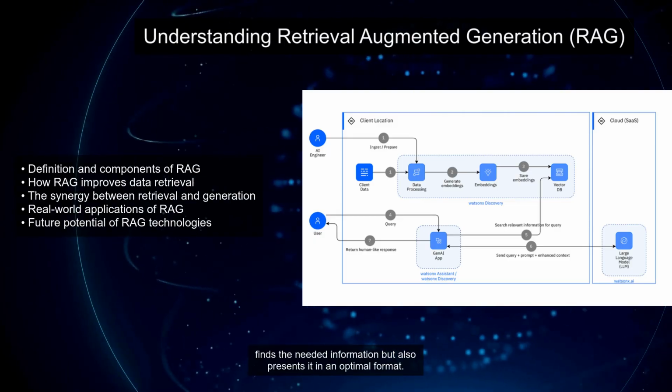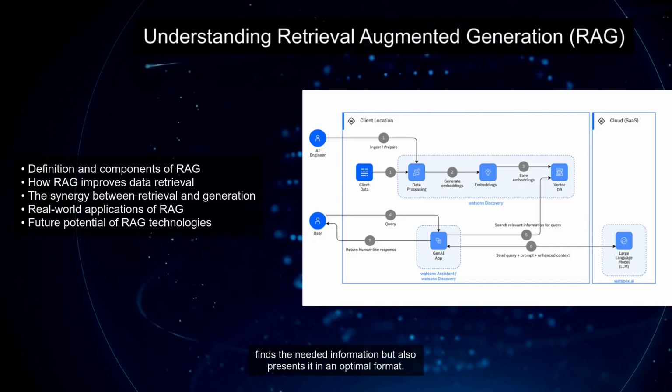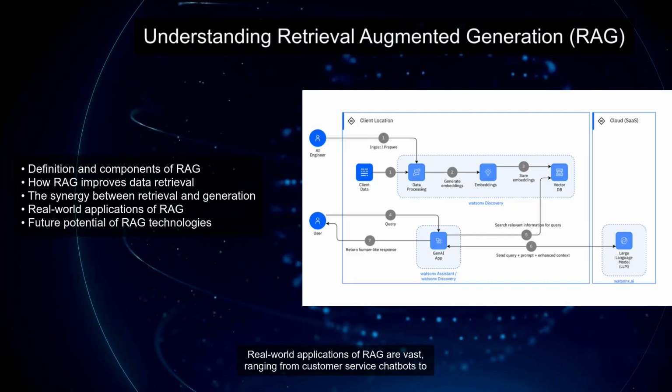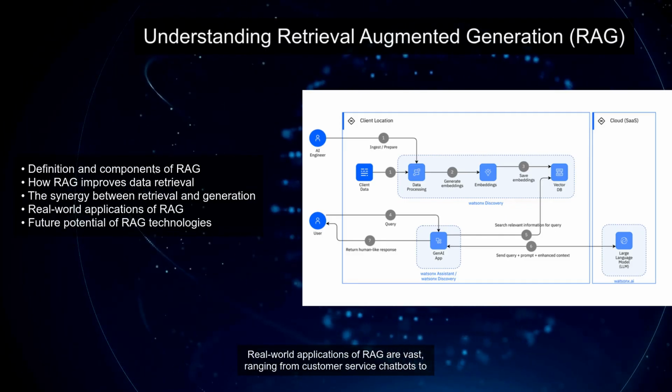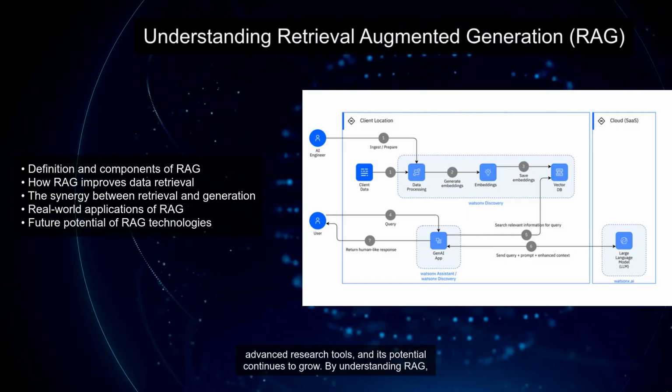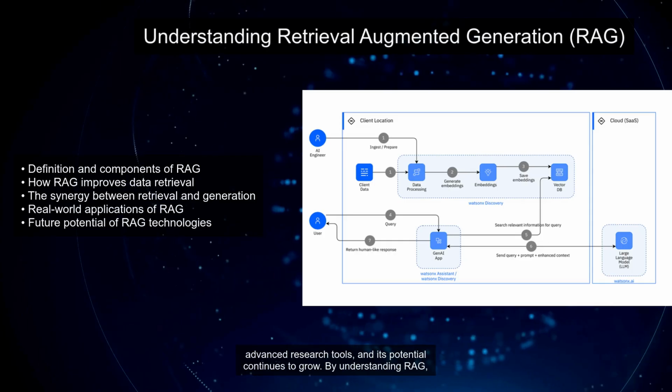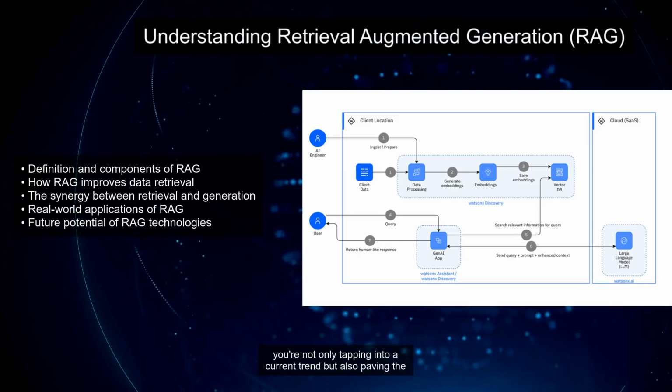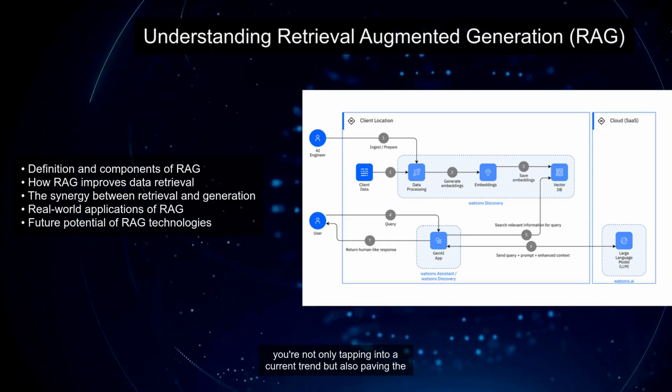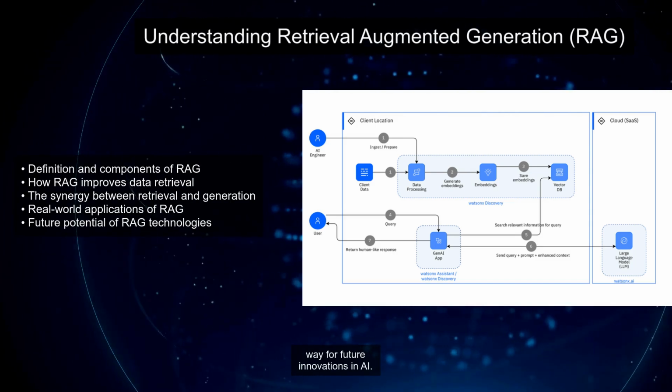Think of RAG as a smart assistant that not only finds the needed information but also presents it in an optimal format. Real-world applications of RAG are vast, ranging from customer service chatbots to advanced research tools, and its potential continues to grow. By understanding RAG, you're not only tapping into a current trend but also paving the way for future innovations in AI.